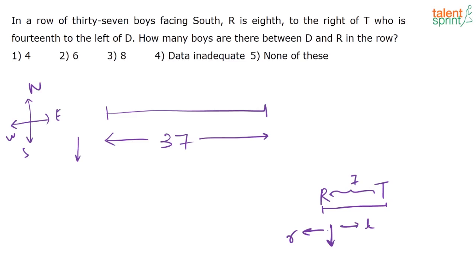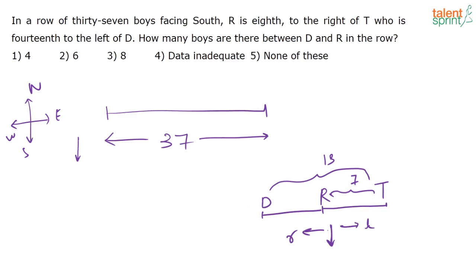And T is 14th to the left of D. So where will D be? Again, D has to be somewhere here, correct? Because T is 14th to the left of D, so left of D has to be this direction. So T is in this direction with respect to D, and D has to be somewhere here. So how many people are there between D and T now? There are going to be 13 persons between D and T because it is given that T is 14th to the left of D. Okay, I hope it's clear.